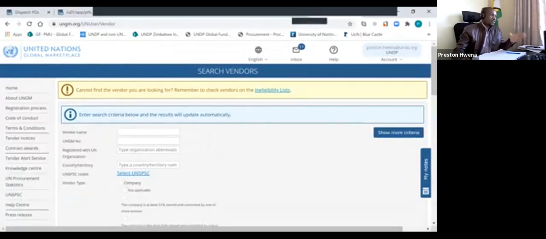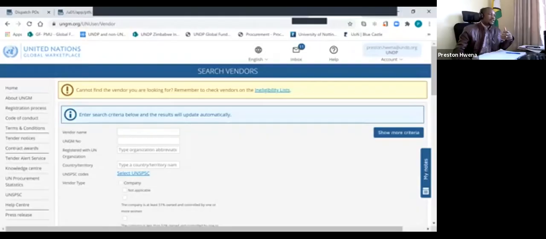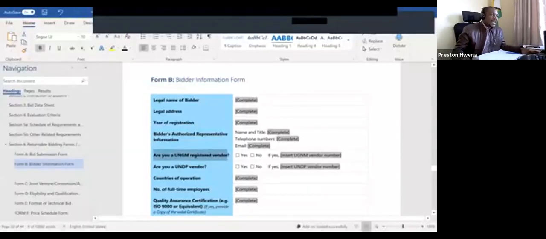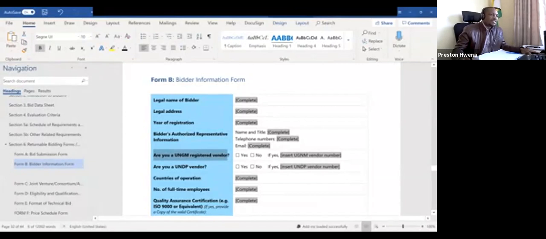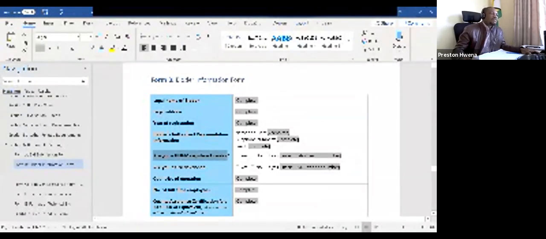Whenever you register on this website, you get what we call a UNGM vendor number. So this is where we are also saying here, are you a UNGM registered vendor? If you are registered, we have a UNGM number that you can insert. If you have done business with UNDP in any other years, you get what we call a vendor number. UNDP gives you a vendor number, and that vendor number will be shown on your purchase order.